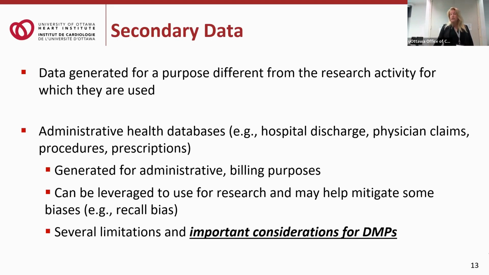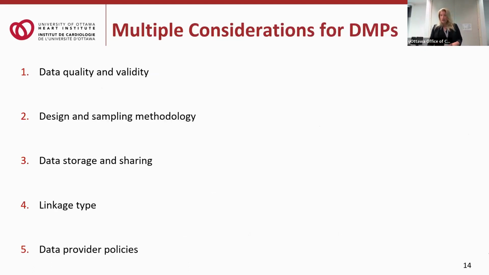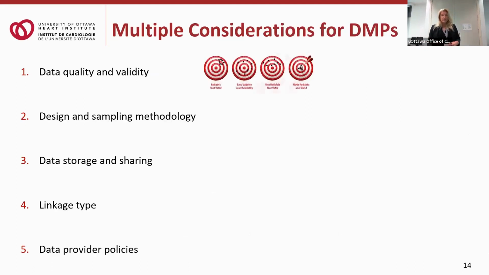And there are really important considerations for data management plans in the context of this data. So some of the things that you might have to consider are data quality and validity. So if you're not the one collecting these data, it's not your cohort study, so you really have to have an understanding of the quality of the data that you're going to be using and how valid it is.